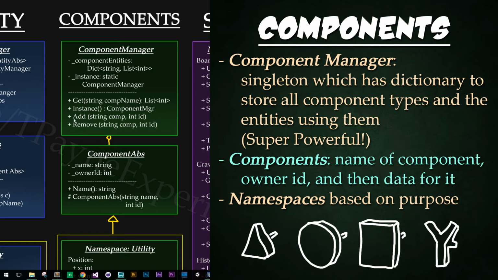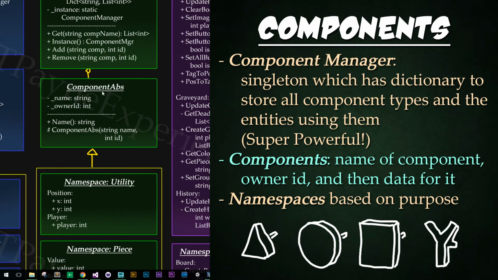And then we have add. So if a component is added to an entity, then we pass in the string name for that component and then the ID of the entity that's holding it. Finally, then we have the opposite to remove it. And so now let's look at the abstract component. Every single component will have a single name for what type of component it is, and then we'll have the owner ID, which is right there.